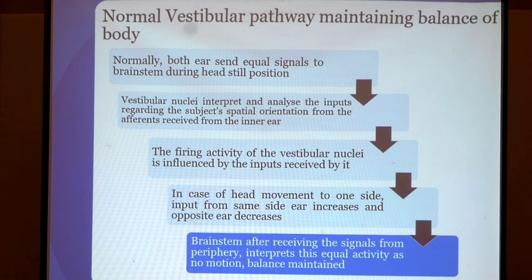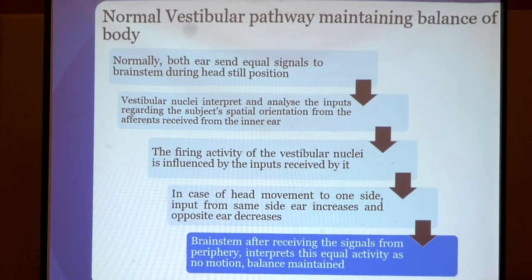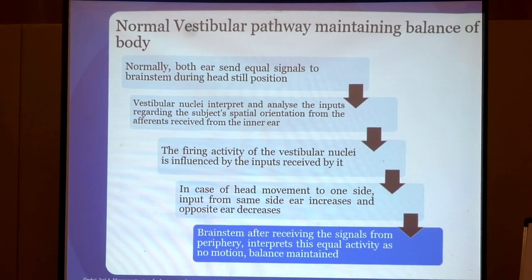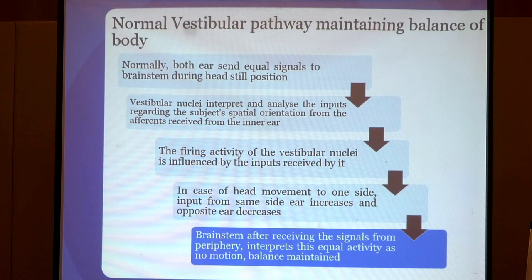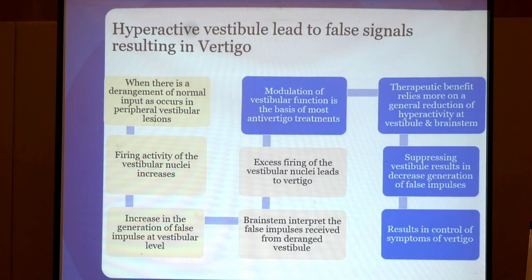In the normal vestibular pathway maintaining balance of the body, normally both ears send equal signals to the brainstem during the head-still position. Vestibular nuclei interpret and analyze the inputs regarding the subject's spatial orientation from the afferents received from the inner ear. The firing activity of the vestibular nuclei is influenced by the inputs received by it. In case of head movements to one side, input from the same side ear increases and the opposite side ear decreases. So, the brainstem, after receiving the signals from the periphery, interprets this equal activity as no motion and the balance is maintained.